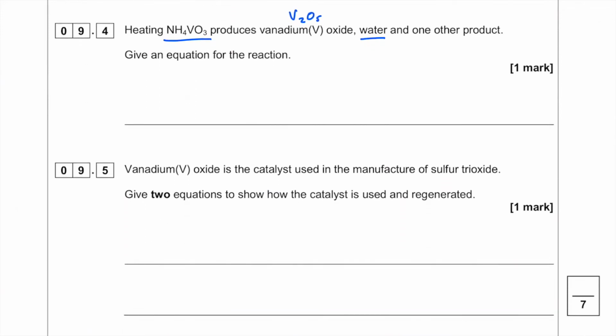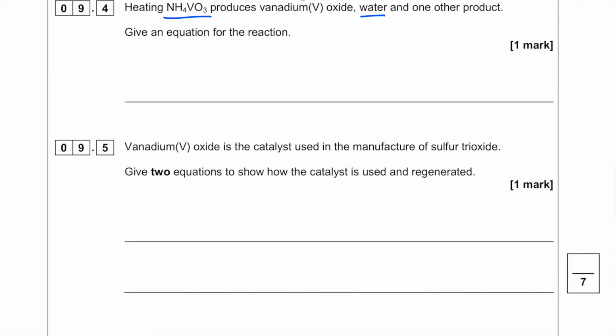So 9.5, last one in this question actually. Vanadium 5 oxide again, V2O5, is the catalyst used in the manufacture of sulfur trioxide. Sulfur trioxide is SO3. Give 2 equations to show how the catalyst is used and regenerated. So those are your 2 equations there. Now I'll give you a clue. When we manufacture sulfur trioxide, it's from sulfur dioxide. So that's going to be your first equation.